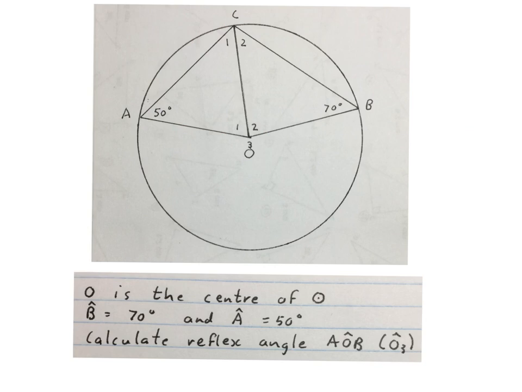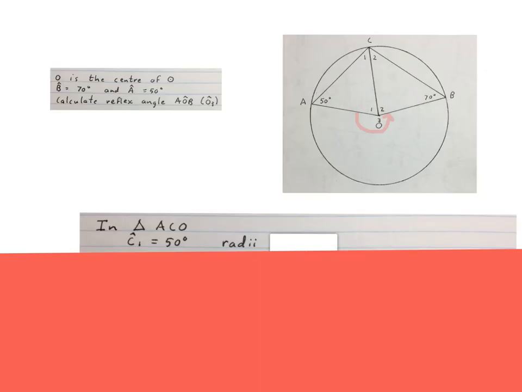In the next problem, they say O is the center of the circle over there. Angle B is 70 degrees indicated, and angle A is 50 degrees. Calculate the reflex angle AOB. I just help by saying it's angle O3 at the bottom there, so reflex angle at O. A possible way of answering it is by starting with, in triangle ACO, that triangle, C1 equals 50 degrees because of the radii. That angle at A is 50, so the one at C will also be 50 because the two radii are equal.